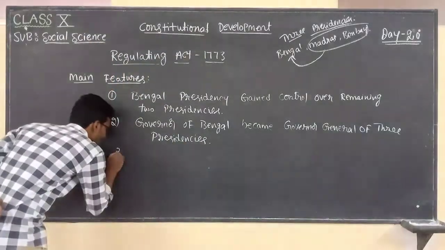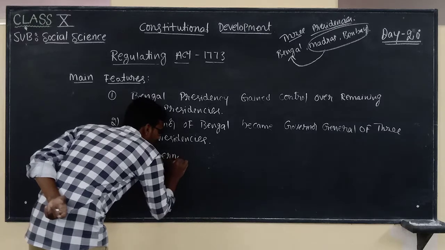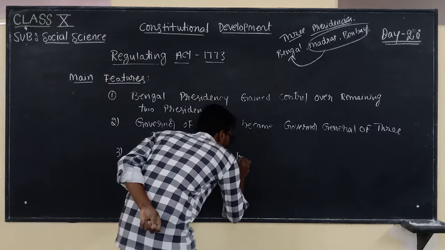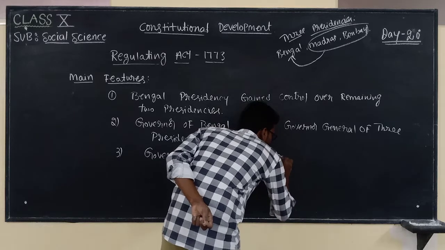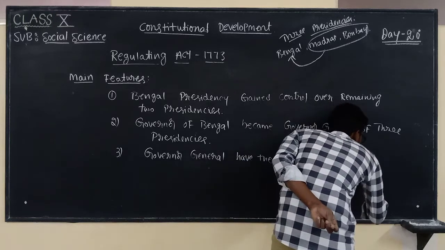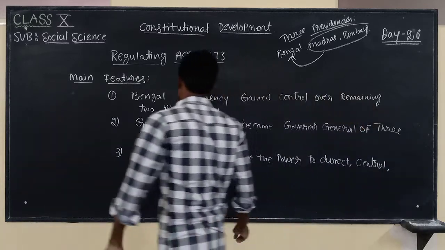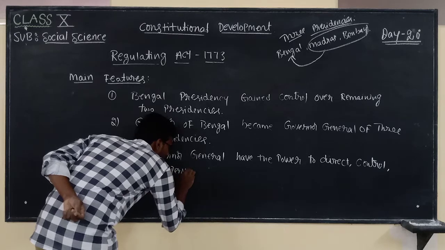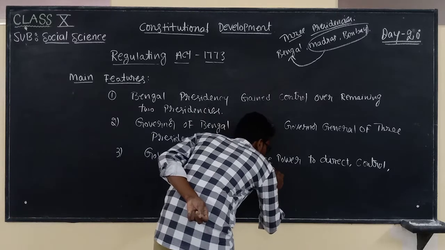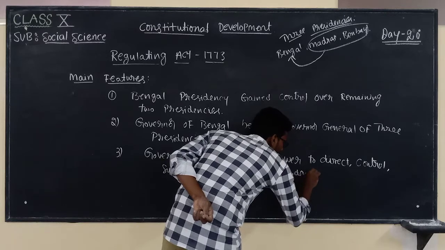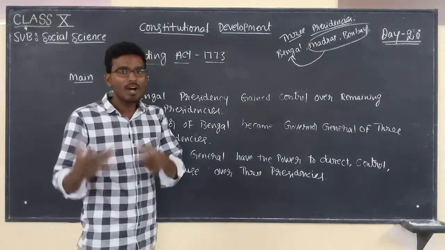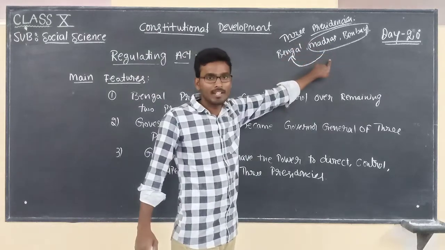Now third one, Governor General having responsibility, have the power to direct, control and supervise over 3 presidencies. The third one, Governor General has the power to direct. He will look after and control and supervise all the three presidencies.